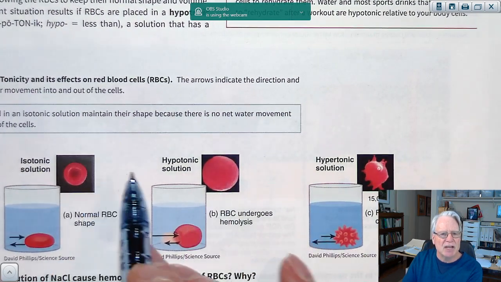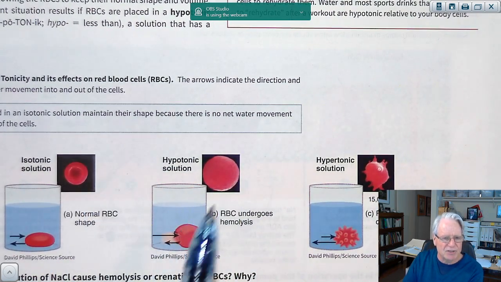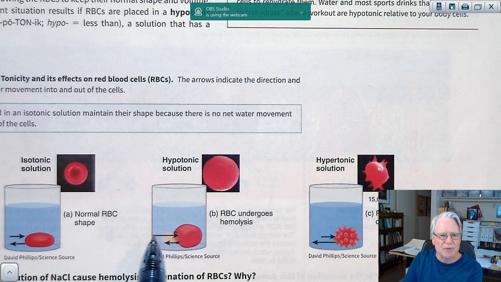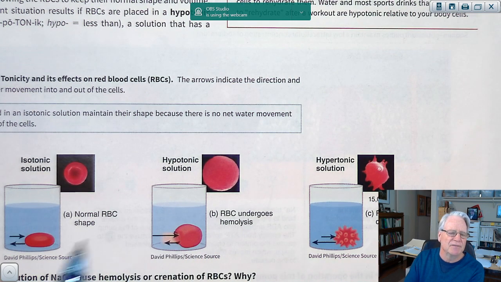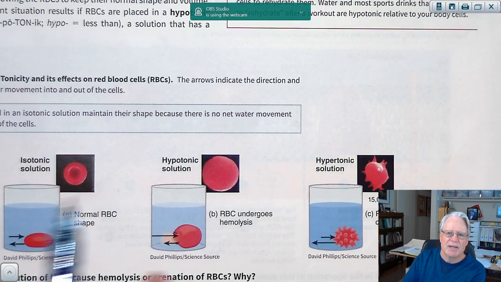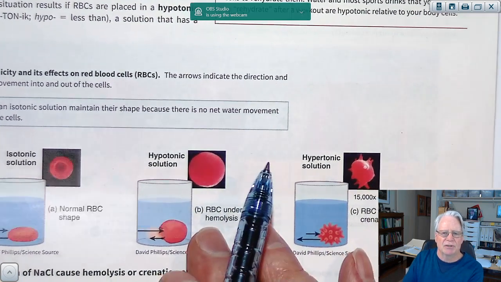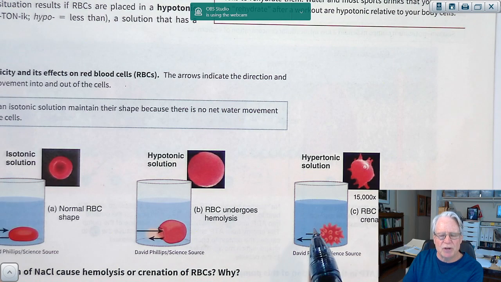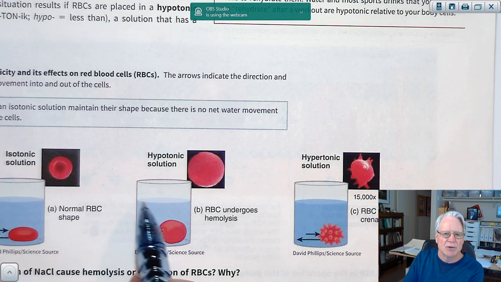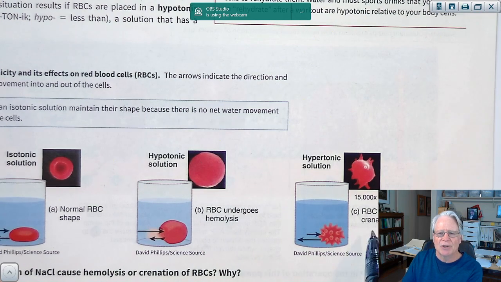In a hypotonic solution, that's the one we just talked about, water is going to move into the cell, it's going to break apart, it's going to be non-functional. In a hypertonic solution, what you're going to see is a shriveling or a shrinking of the cell. It's going to crenate. So it's either going to hemolyze or crenate.